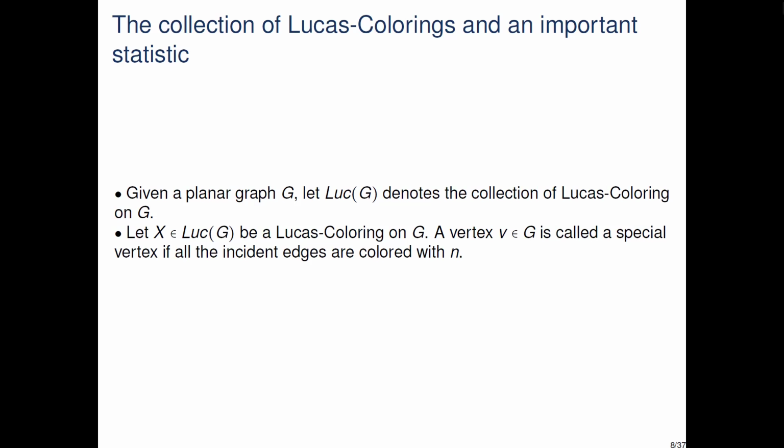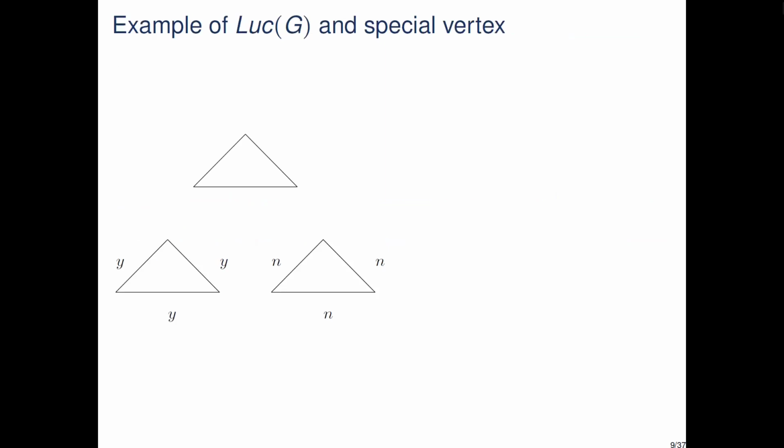So let's see some examples. For example, if you look at the triangular graph, you see that there are two possible Lucas colorings, where one is everything colored by Y and the other is everything colored by N. In the first coloring, there is no special vertex. However, in the second coloring, there are 3 special vertices. All 3 vertices are special vertices.